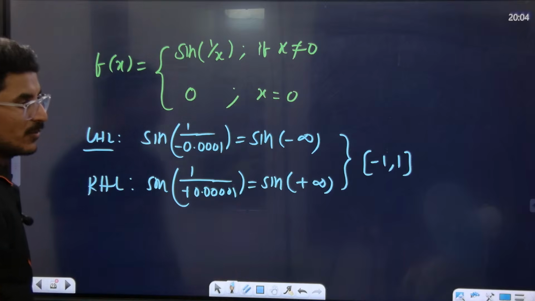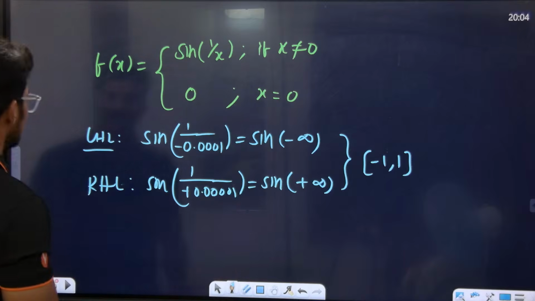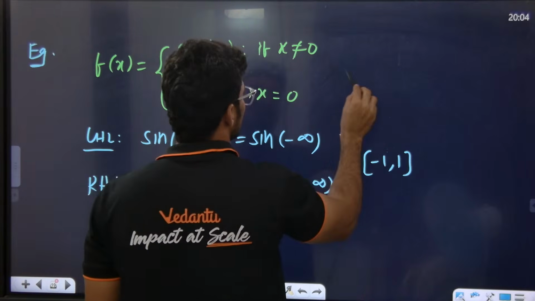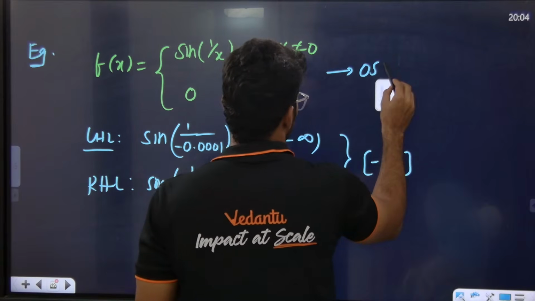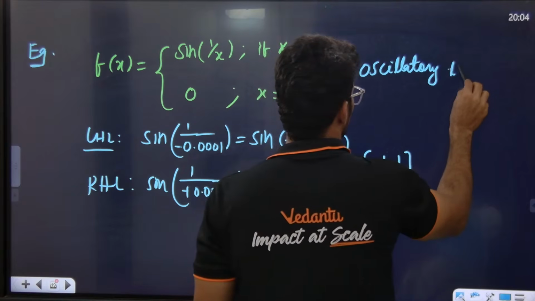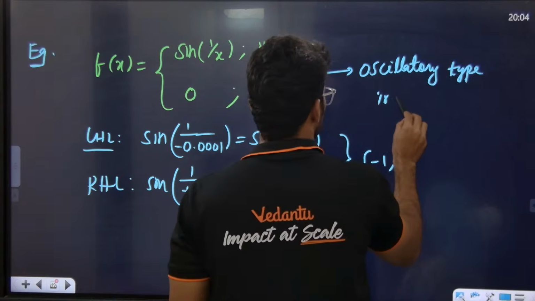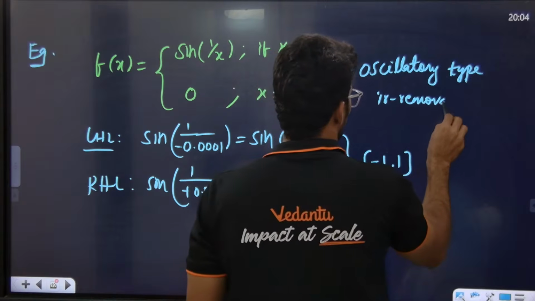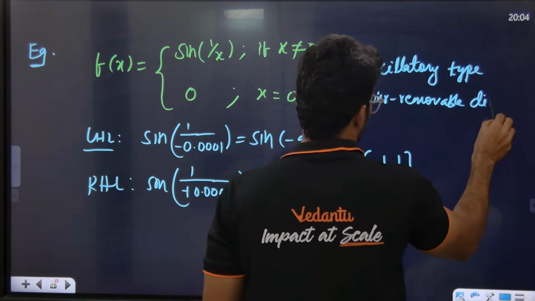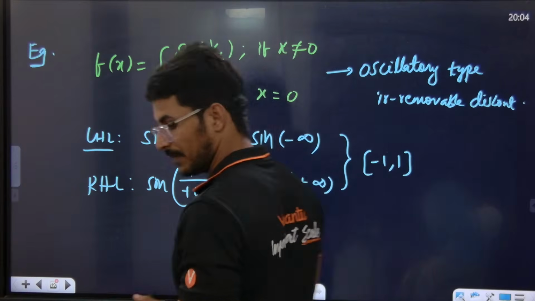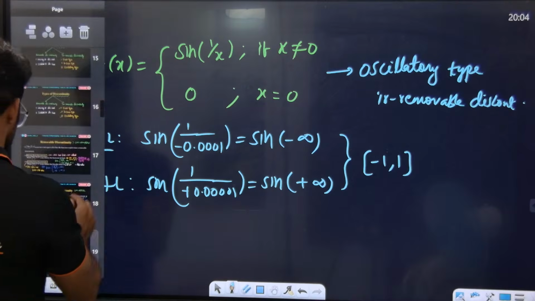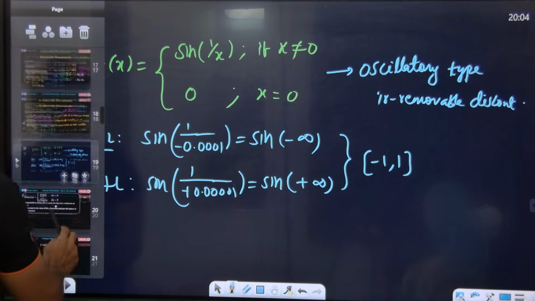Okay, guys. Understood? Yes or no? So basically, this is an example for what? Oscillatory type irremovable discontinuity. Understood? Yes or no? Hope everybody is understanding. Clear? Yes or no, guys?